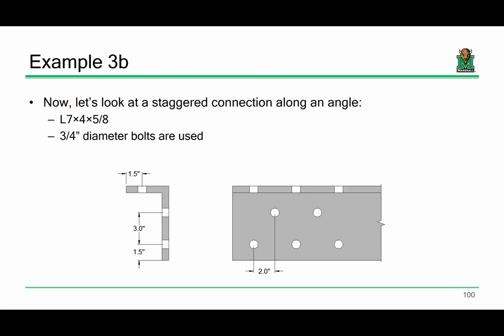Well, good. What is the gross area of an L7 by 4 by 5/8? Say it again. 6.5 square inches. Now, what page are you on? 1-44. Okay, so I want to make sure that everybody is able to find that value.